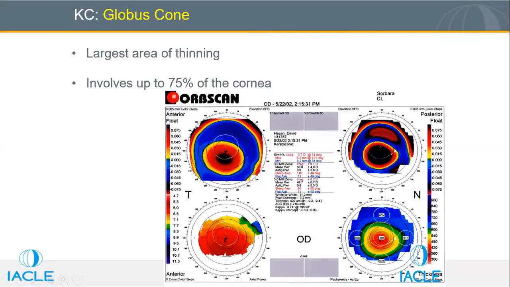And this is the globus cone. So globus cone basically, ये नीचे वाला picture जो topography picture है वो show कर रहा है. So it involves up to 75% of the cornea. So largest area of thinning. The thinning would be extended toward a very large area of the cornea. So globus cones are very difficult to fit with RGP lenses.